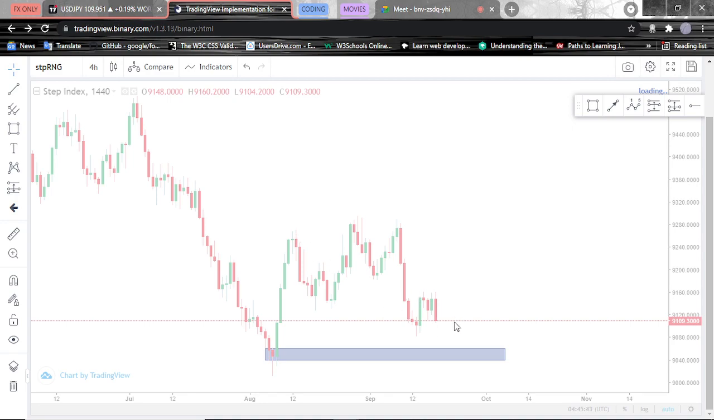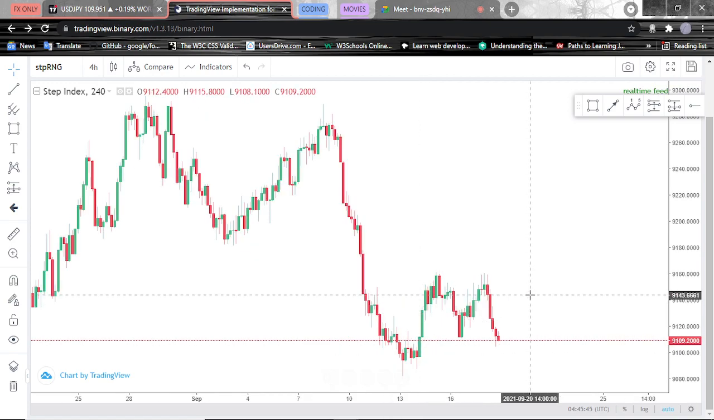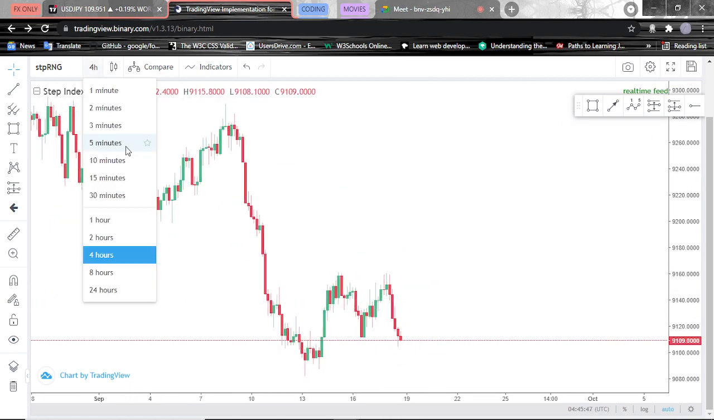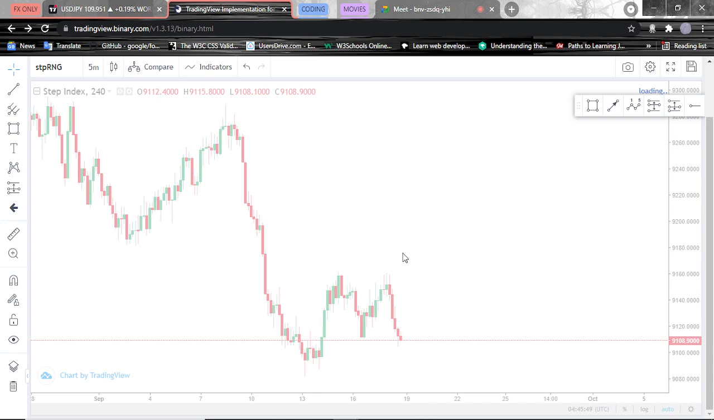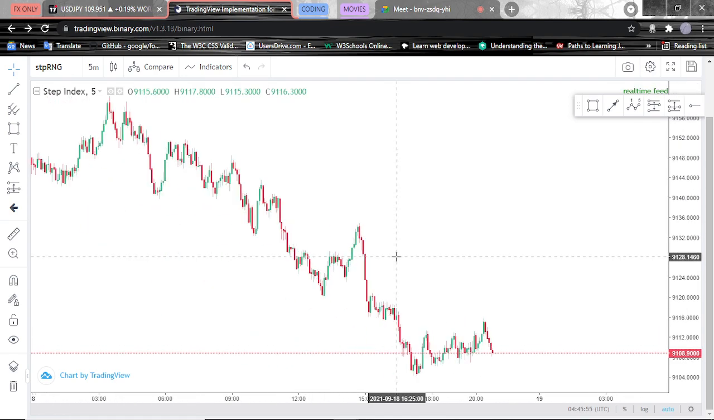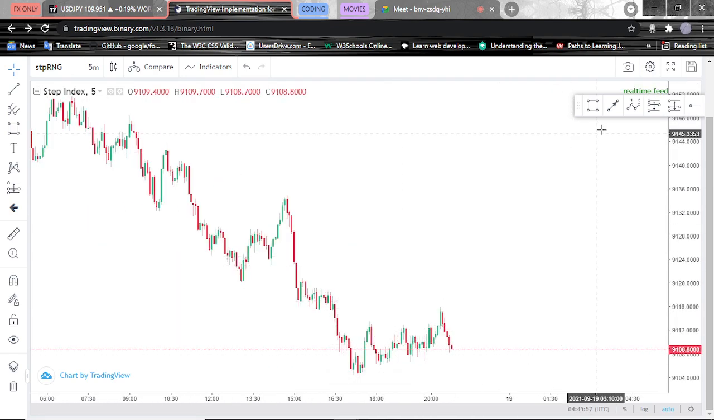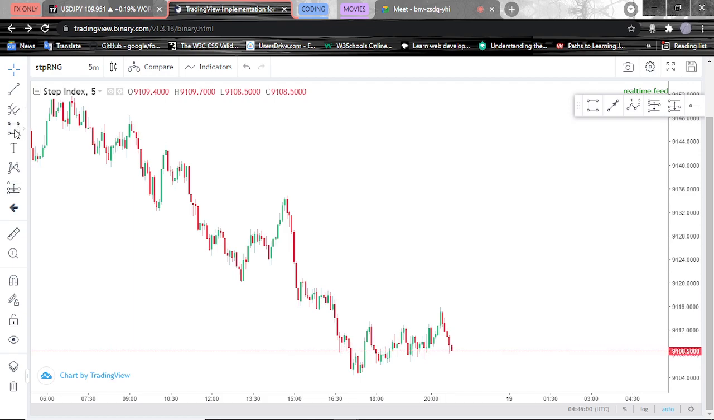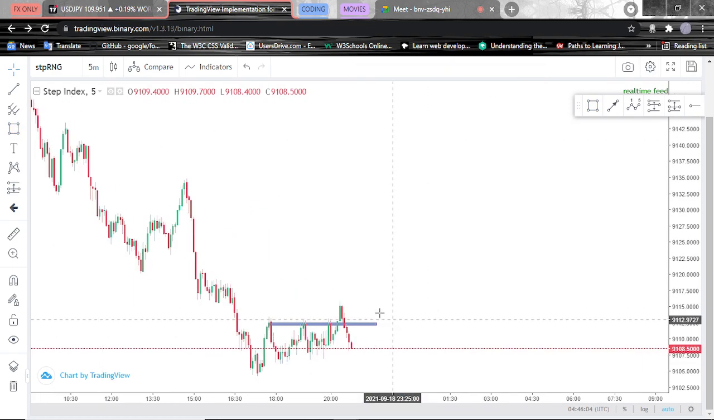At least we didn't get a break of structure. You can see we didn't get a break of structure. I think I explained that very well. Let's just go to 5 minutes, because I've explained everything when we started this class. Yeah, okay, it was actually a nice BOS here, nice break of structure here.